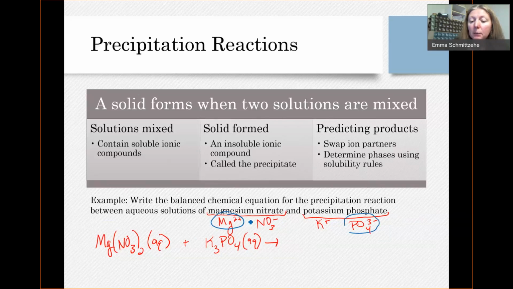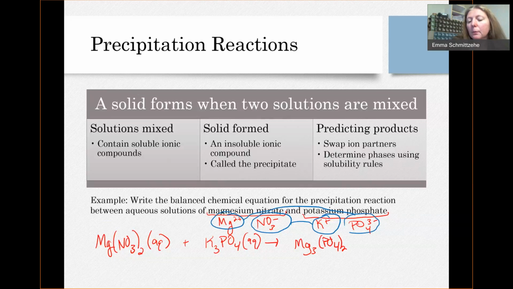So the magnesium ion will combine with the phosphate. And then the cation that remains will combine with the remaining anion. And that's going to give me my products. And so then if magnesium ion combines with phosphate, I'm going to need to combine them in a 3:2 ratio to make it neutral. So I'm going to have Mg3(PO4)2. Oops, not a charge. 2 is a subscript.